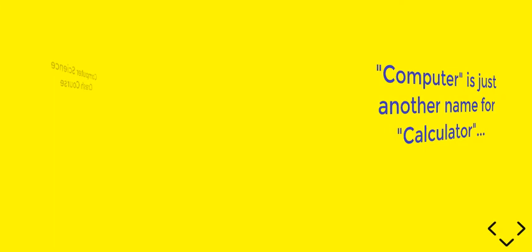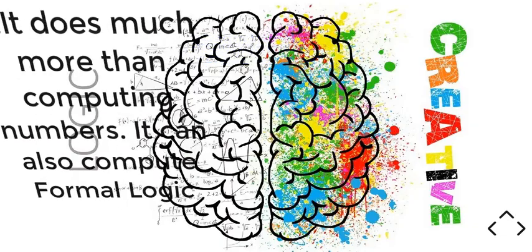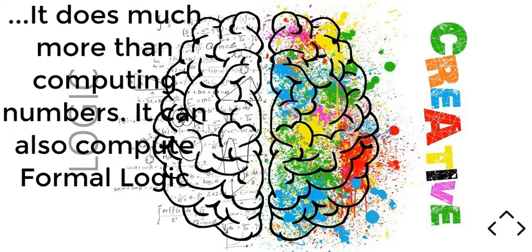So, without further ado, a computer is just another name for a calculator. Computer science, you might as well call it calculator science. Computer software, you might as well call it calculator software, right? And a computer is not like any other calculator that just does your basic add, subtract, multiply, divide. A computer does much more. It can also compute logical statements. If you combine this and this, if you do this, then this comes next.